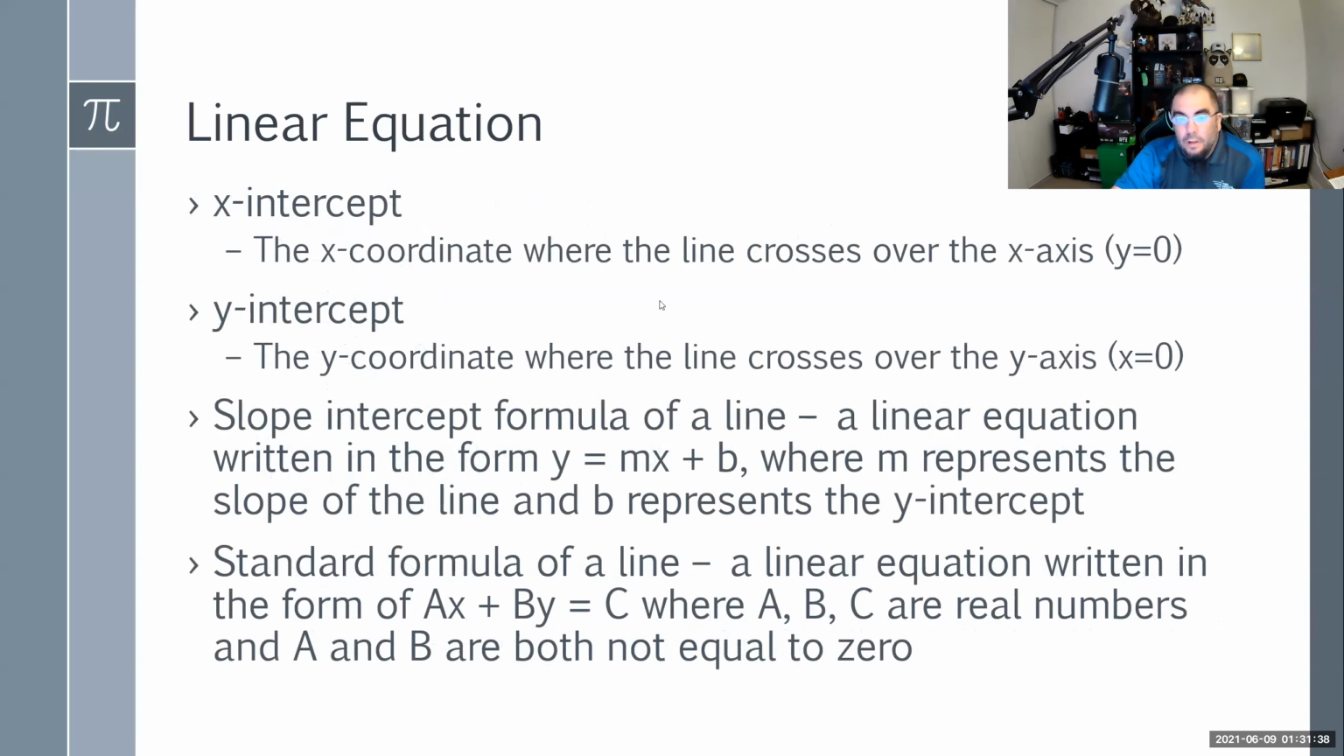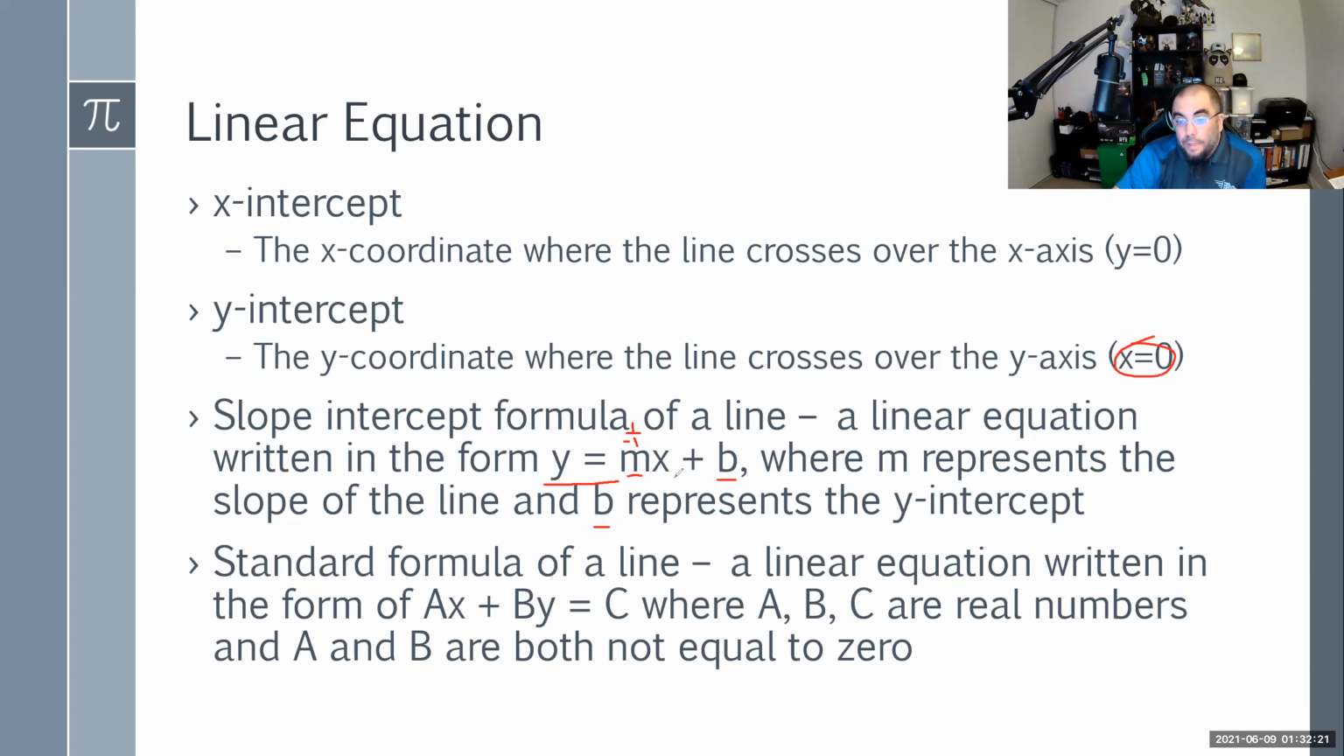An x-intercept on a line is the x coordinate where the line crosses over the x-axis, where y would be equal to 0. The y-intercept, on the other hand, would be the y coordinate where the line crosses over the y-axis, where x is equal to 0. This is where we come up with the slope-intercept form of the line. It's a linear equation written in the form y equals mx plus b, where m represents the slope of the line. So in this case, we have 1 over -1, right? And b represents the y-intercept, which is where x is equal to 0.